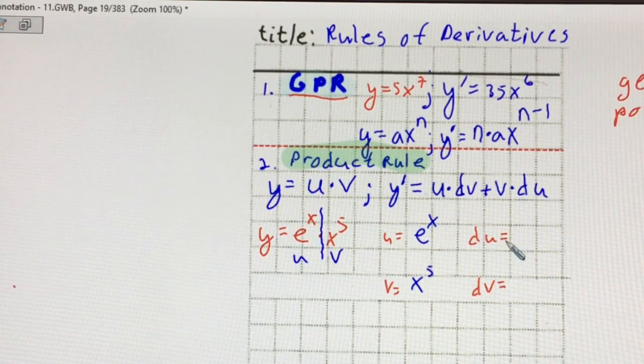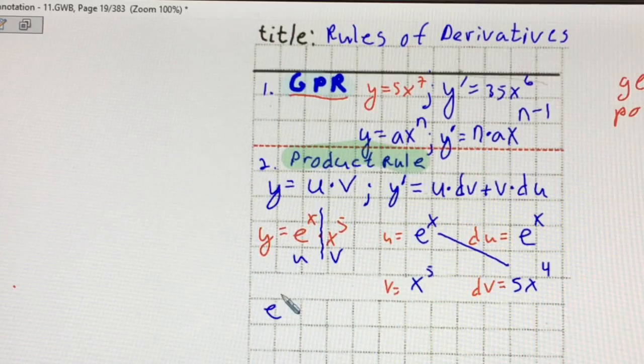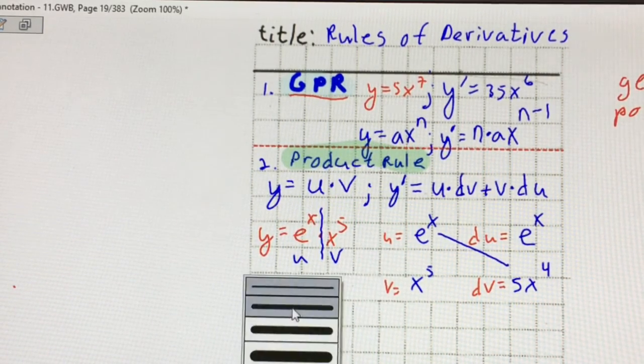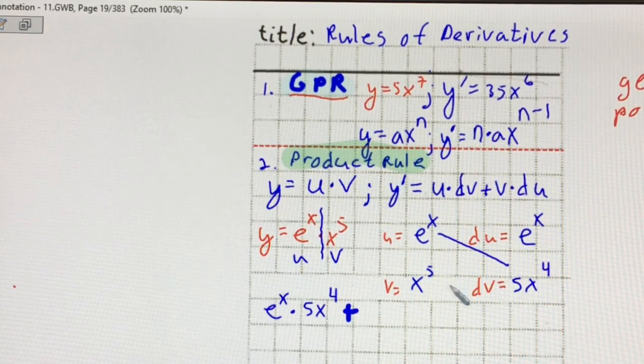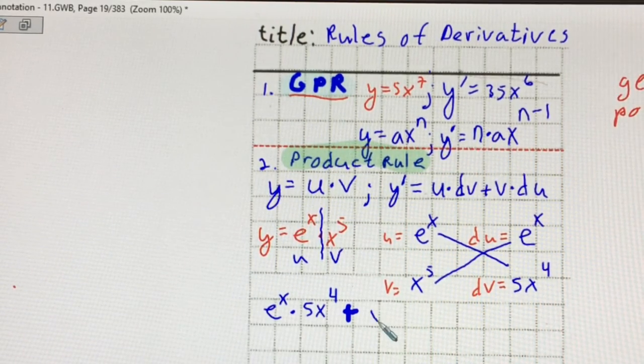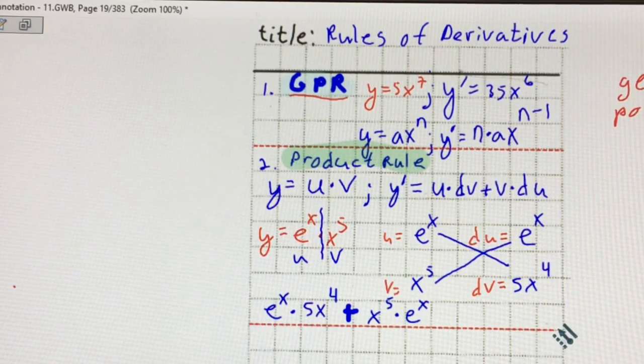Now I come over here, I take the derivative of u. The derivative of e to the x is a strange derivative. It's the same. It is also e to the x. Then the derivative of x to the 5th is 5x to the 4th. And now I'm going to implement the product rule. It's going to be u dv, so e to the x times 5x to the 4th, plus v du. That's going to be x to the 5th times e to the x. Since it's commutative property, you could rearrange the multiplication of polynomials and exponential functions in any order. Sometimes they factor stuff out. It depends on what the format of the question is.